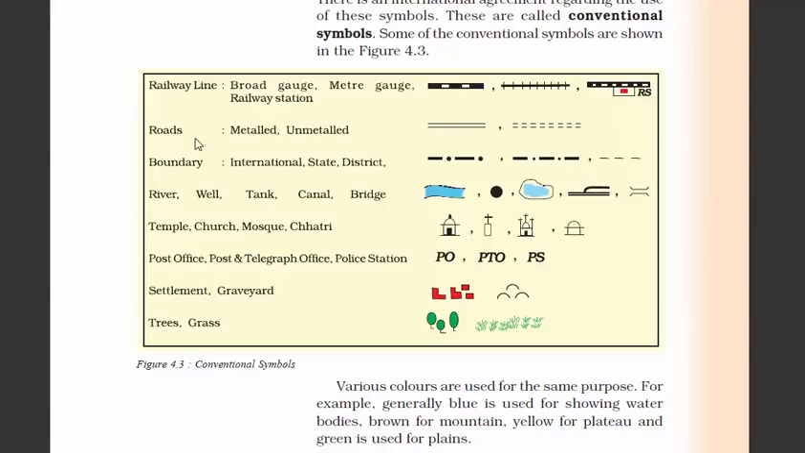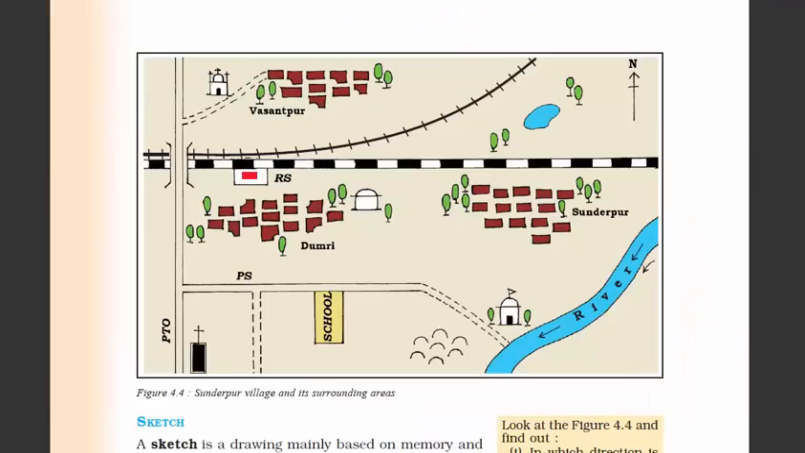And then we have roads. We have metal road and unmetal road. And you can see the respective symbols. And then we have boundaries: international, state and district. And then river, well, tank, canal, bridge. And then we have institutions such as temple, church, mosque. These are represented by these symbols. And then we have government institutions like post office, post and telegraph office.